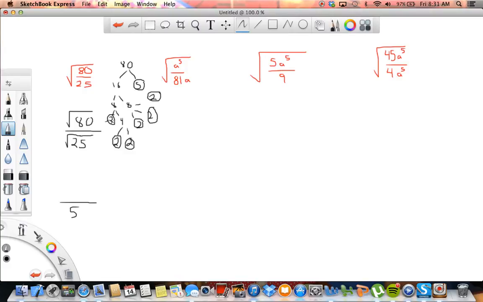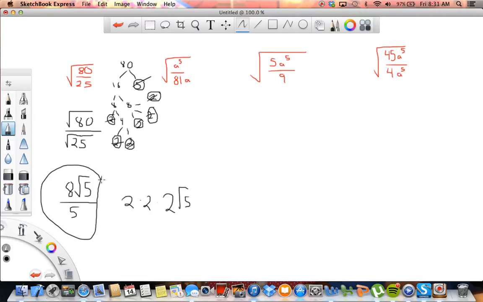Well, we've got a pair of 2's, so that's going to go on the outside. I'll write it down here. We have another pair of 2's, so we multiply times 2 here. We have another pair of 2's, so that's going to be on the outside. And then we have a 5 left over, so that goes on the inside. So 2 times 2 is 4, times 2 is 8, square root of 5. And this is your final answer.